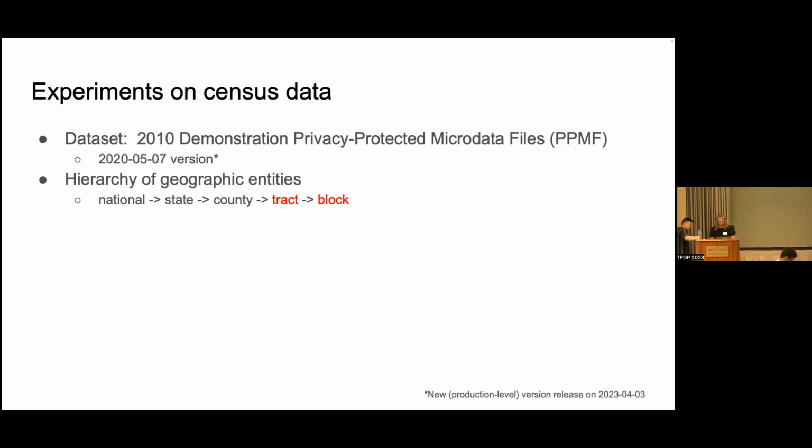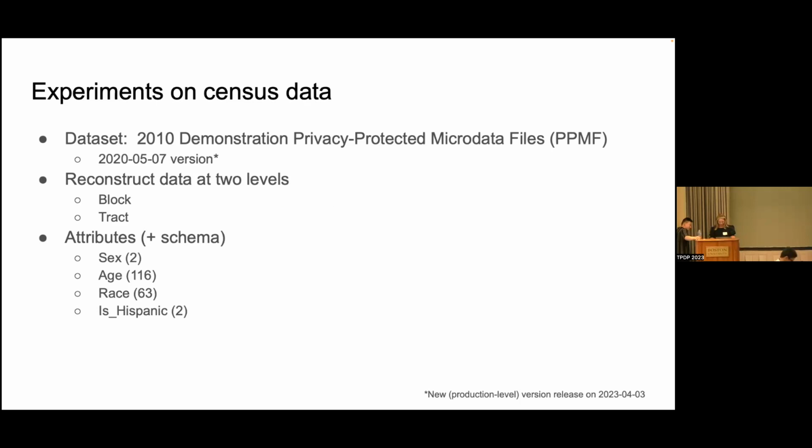Taking a look at this data, the US Census breaks up the country into geographic entities. The country is broken down into states, states into counties, counties into tracts, and tracts into blocks. We tried attacking random data sets, both at the block level and the tract level, selected from all 50 states.